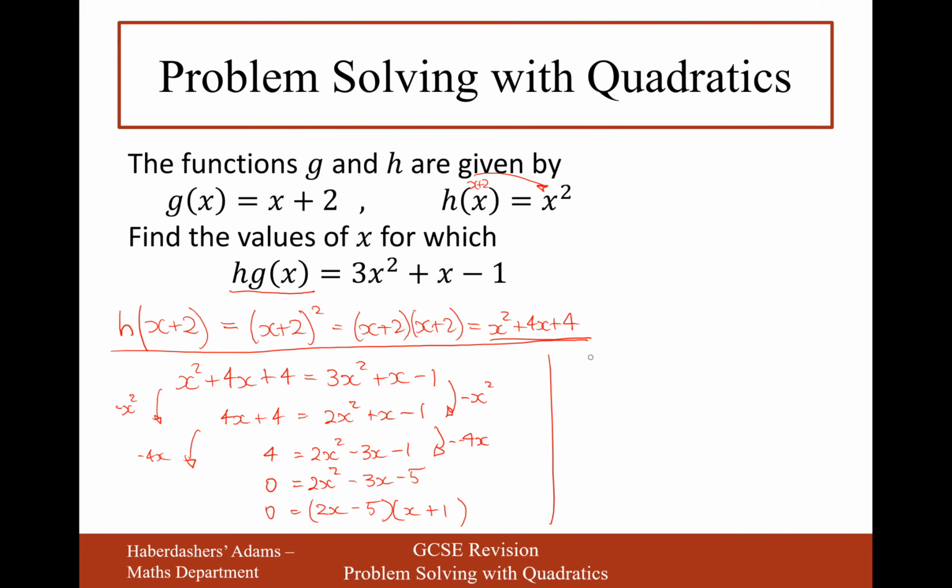So here we are then, it's going to be 0 equals 2x minus 5, x plus 1. So therefore this bracket is going to equal x equals 5 over 2, or 2.5. And then this equation here is going to give me a solution of x equals minus 1. So there we are, we get our two answers. And hopefully you got the same if you did it through the quadratic formula. 2.5 and minus 1.